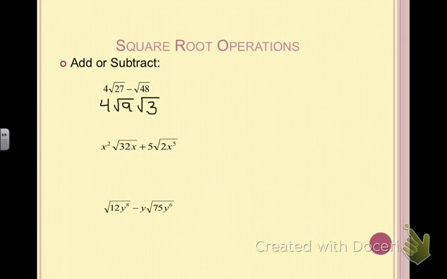The square root of 9 is 3, and the other factor of 3 stays under the radical. Don't forget to multiply the outside factor of 4 by 3. This gives us 12 square roots of 3.